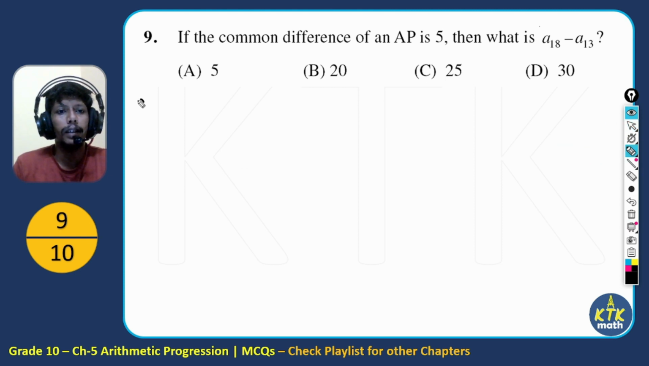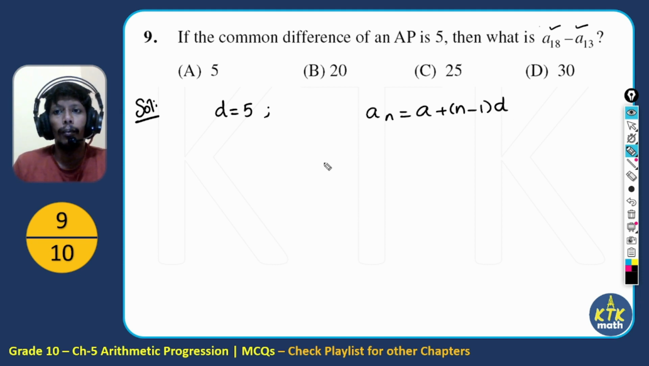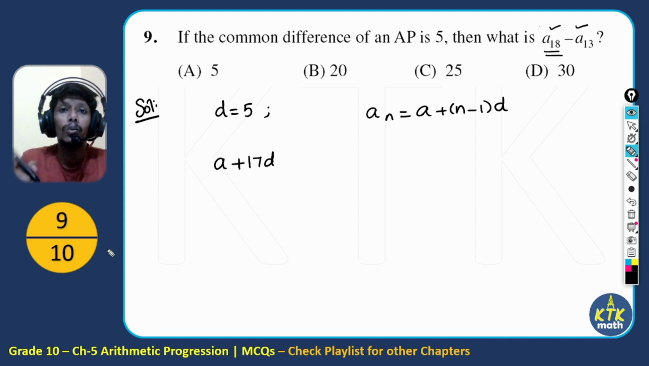So try to understand, read the question. If the common difference of AP is 5, which means D value is 5, what is the value of A18 minus A13, they are asking. So A18, what is the general form? An is equals to A plus n minus 1 D is the general form. A18 means you write A plus 17D. Can you understand? Because n minus 1 D is there. When you are substituting 18 there, 18 minus 1 will become 17.